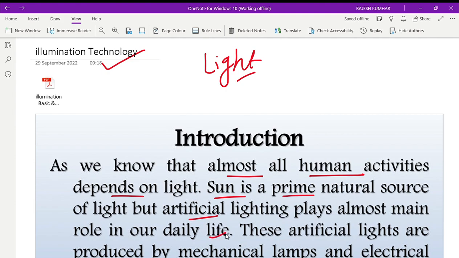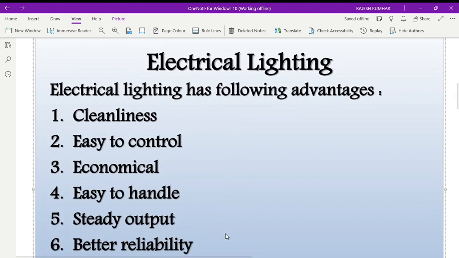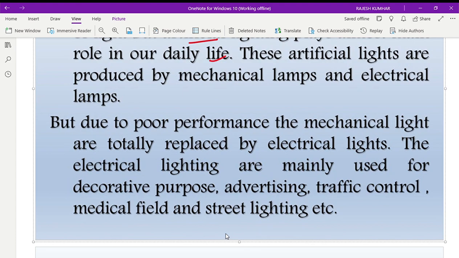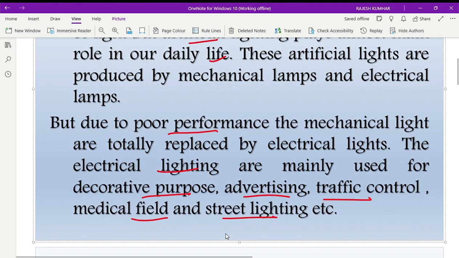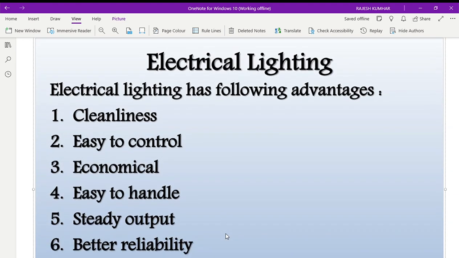These artificial lights are produced by mechanical lamps or electrical lamps, but due to the poor performance of mechanical lamps we are using electrical lamps nowadays. And electrical lamps play an important role in decorative purposes, advertising, traffic control systems, medical fields, street lighting, etc. We are using electrical lamp systems.